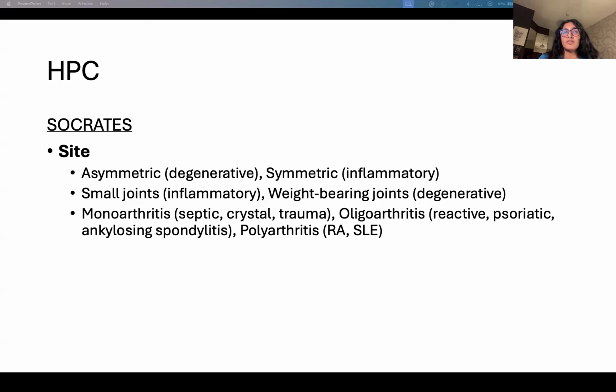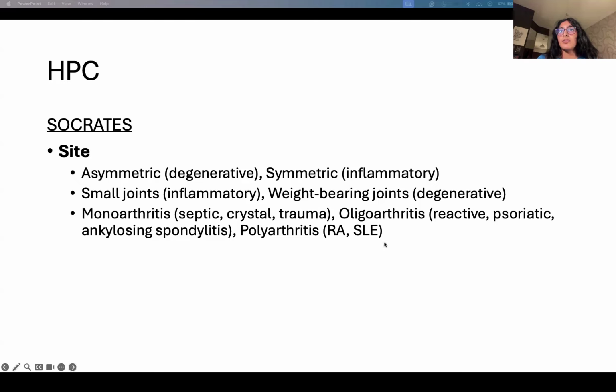Whereas inflammatory is more of a systemic pathophysiology, so you're going to see symmetric pathology. As well as that, for the same reasons, you've got small joints more affected in inflammatory pain versus the weight-bearing joints in things like osteoarthritis, because that's where you get more damage.